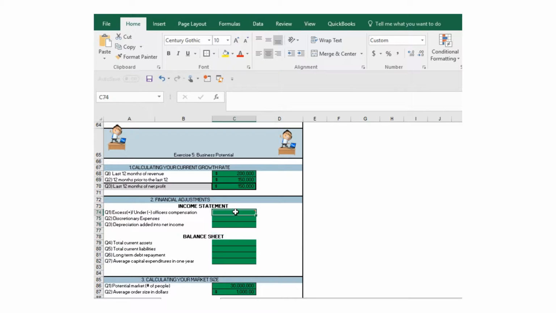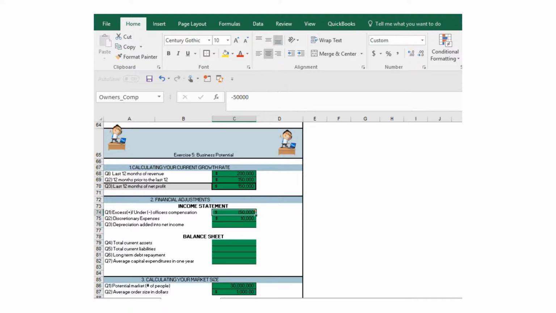Go back here. Let's say the owner underpays themselves $50,000, but at the same time has $10,000 discretionary expense in the business. The $50,000 you'll have to subtract, because if the owner was to sell the business or was to hire somebody, they will have to pay out that $50,000. And discretionary expenses, we add that back in, because if I were to sell the business, that's an expense the new owner is not going to have.